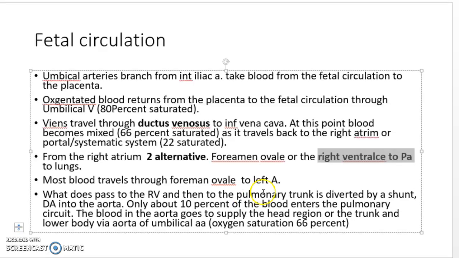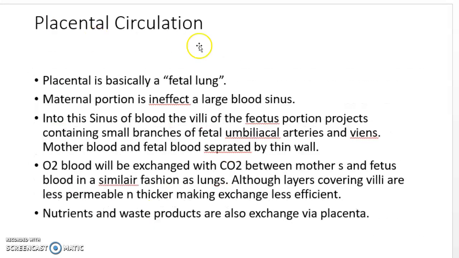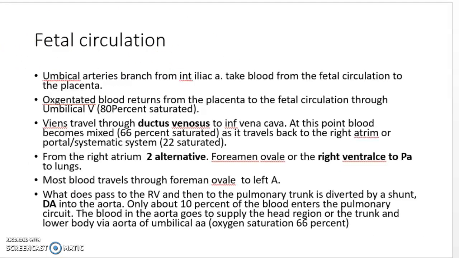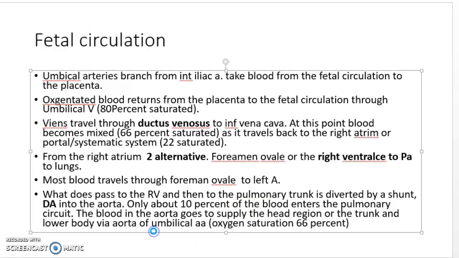Like I said, there's going to be a shunt over here, which is known as the ductus arteriosus. And what happens over here is that only about 10% of the blood enters the pulmonary circulation, because as we know, the placenta is serving as the fetal lung. So the rest enters the fetal circulation, and the aorta goes to supply the head region, the trunk region, and the lower body.